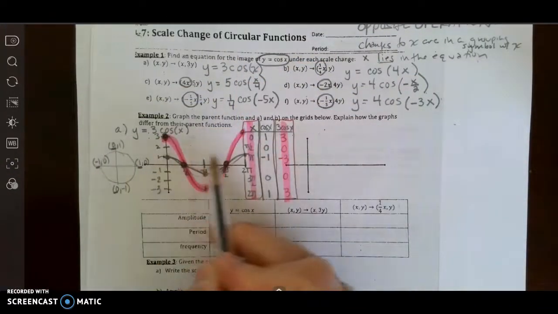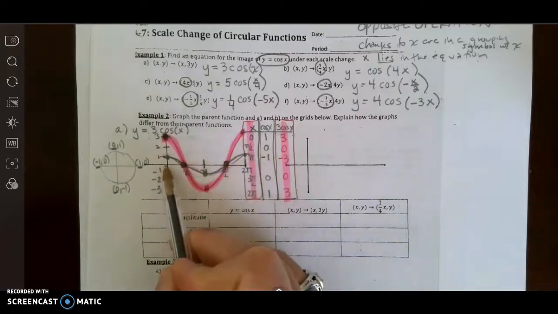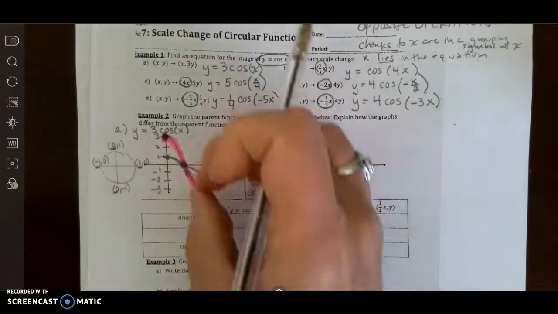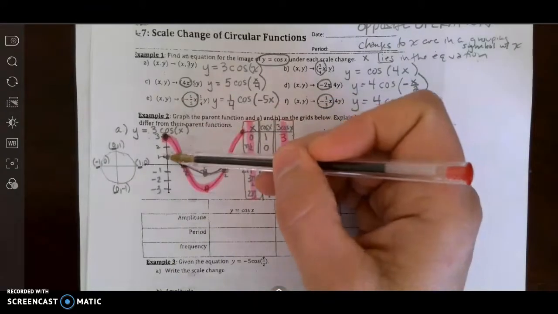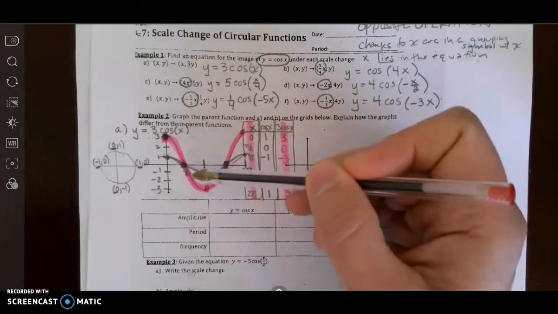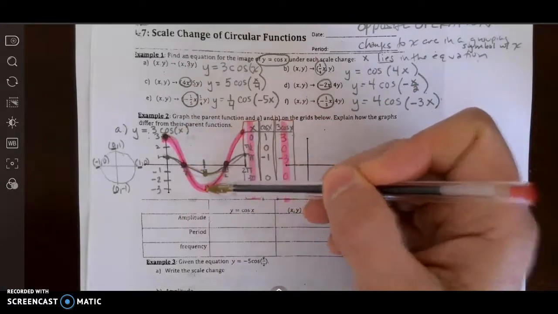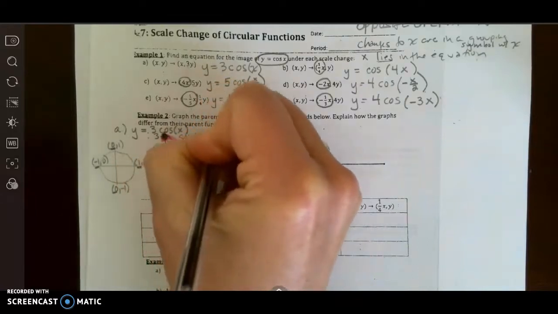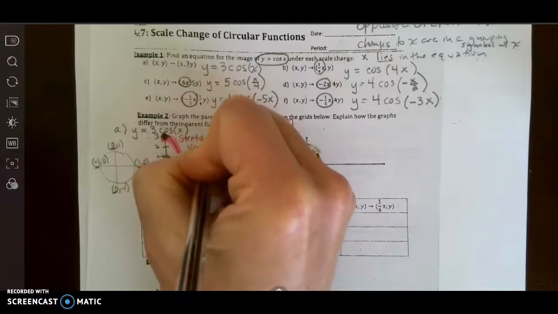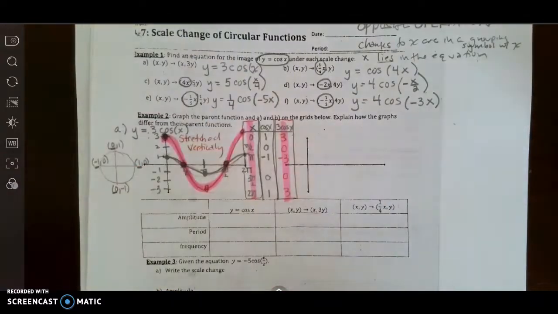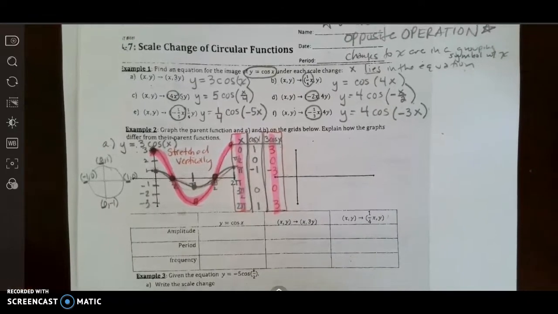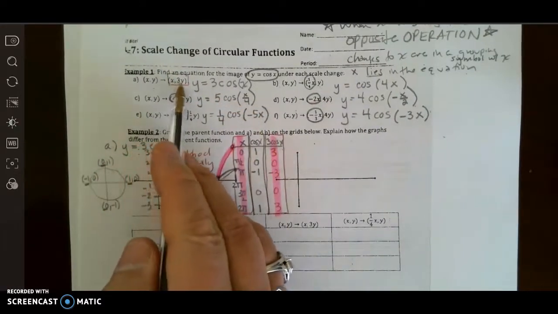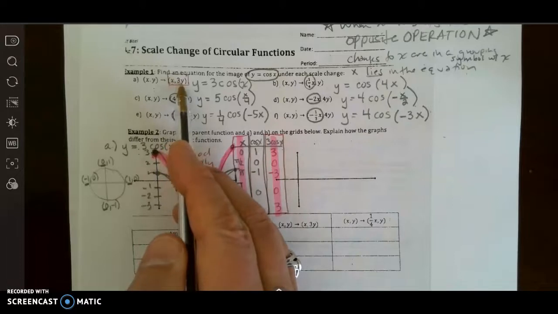It didn't get stretched horizontally because it still goes from 0 to 2 pi. It didn't get stretched horizontally, but it did get stretched vertically because rather than just going up to 1, it goes up to 3. And rather than just going down to 1, it goes down to -3. So it got stretched vertically. Which makes sense. If you look at my scale change that's right up here, nothing happened to the x, but the y got multiplied, so that would be a vertical stretch.